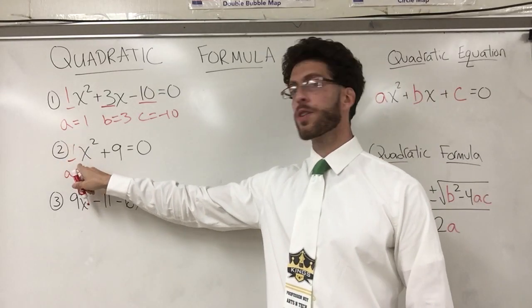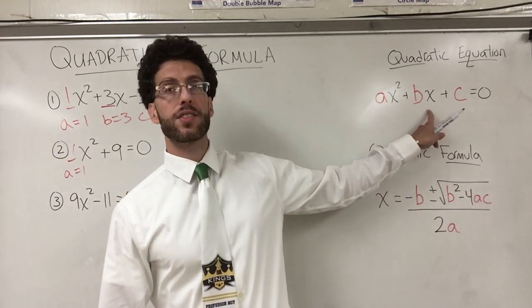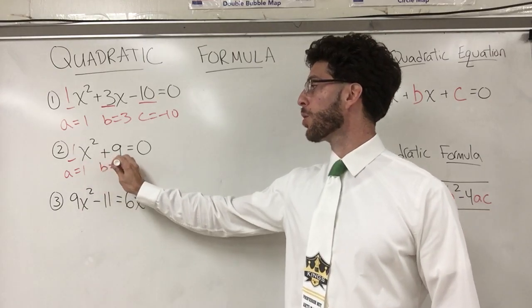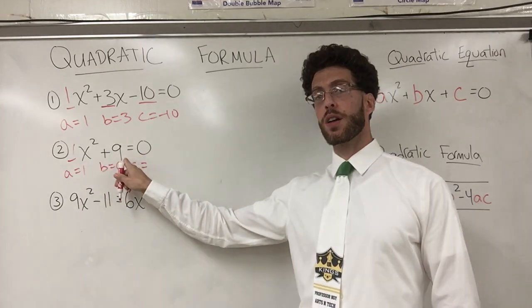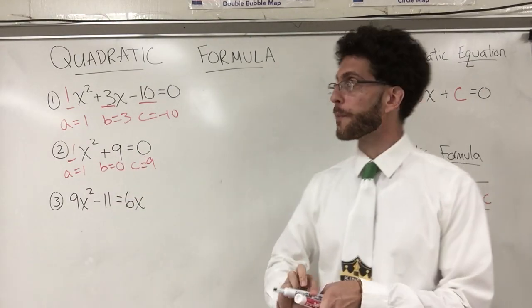There's a 1 coefficient here. What is my B? There's no coefficient of x. There's no x term. When there's no term at all, then the B is 0. And what is my C? It's that constant that I said earlier. That's a 9. Okay, so we'll do it again.